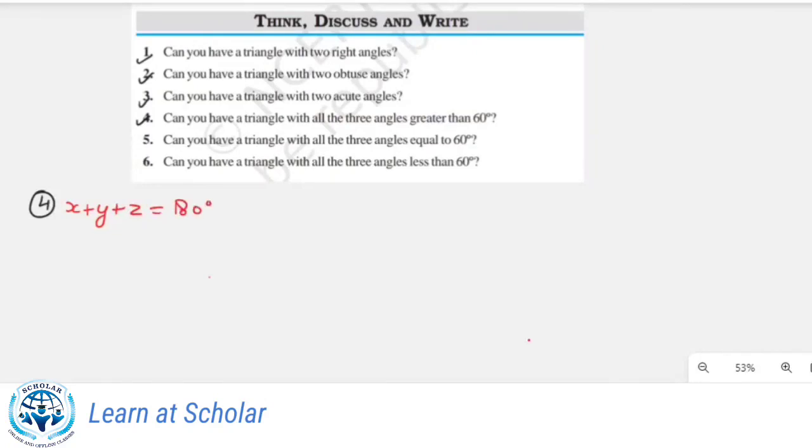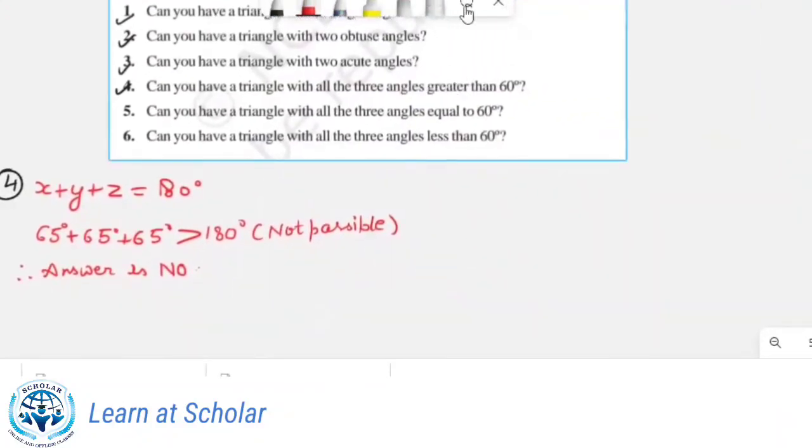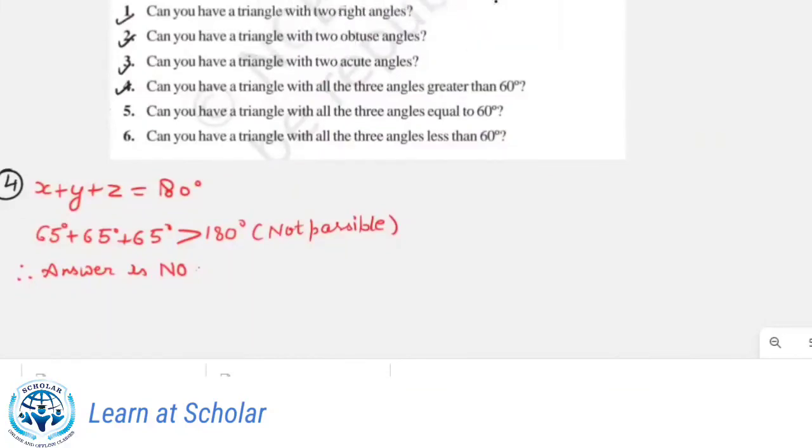Now the fourth one, can you have a triangle with all the three angles greater than 60 degree? Let's find out. Suppose all the three angles are greater than 60 degree, that means they are of 65 degree, then the sum will be greater than 180 degree, which is not possible. You can take another example also. You can take 62, 68, 70, 75 and all. You will find the sum is greater than 180 degree. So the answer to this question is no. We cannot have a triangle with all the three angles greater than 60 degree.